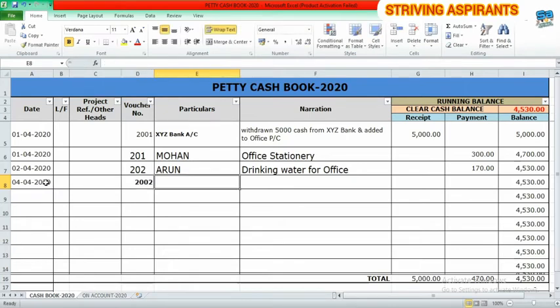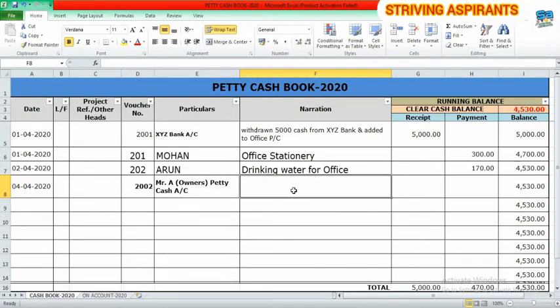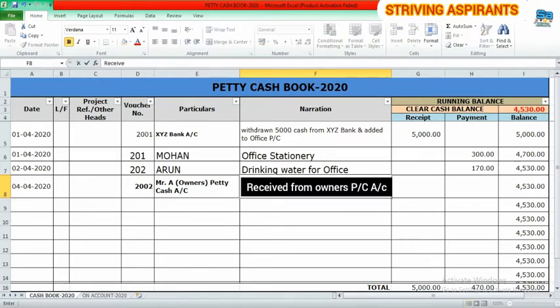Now we are going to enter a receipt. The voucher number is 2002. This time we are receiving from the owner's petty cash account. So we have to give in the particulars column Mr. A, that is owner's petty cash account. We have to give the 10,000 amount that we have received from owner's petty cash account.